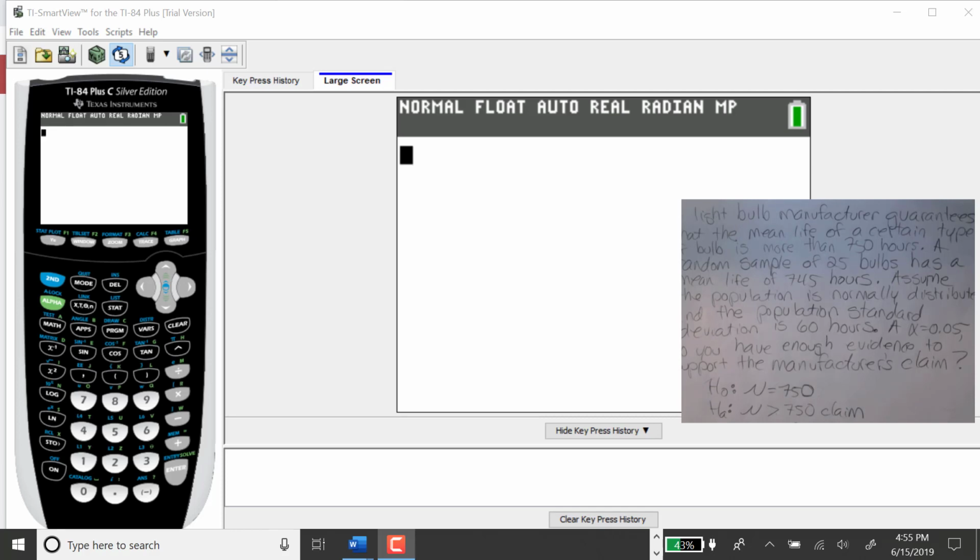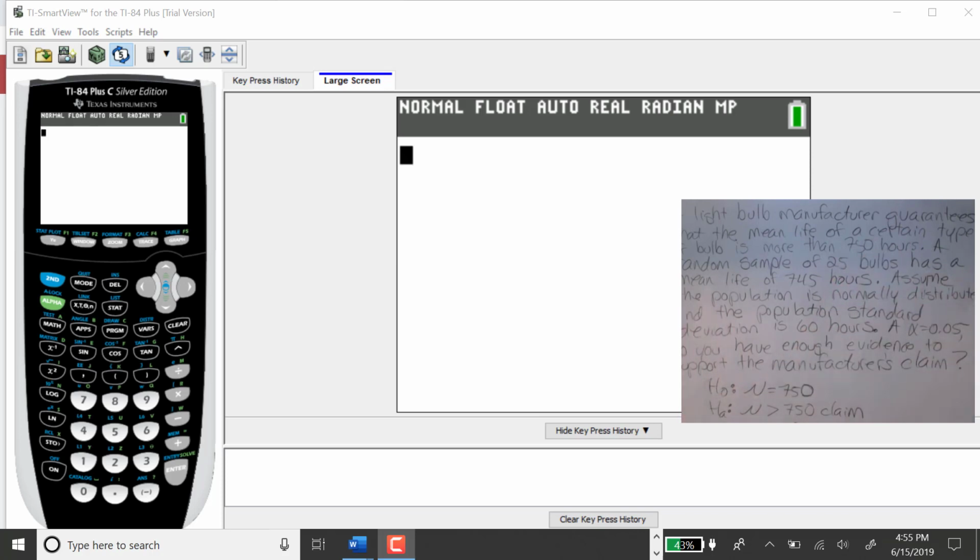In this video, I'd like to show you how to get the standardized test statistic and corresponding p-value for a hypothesis test for a population mean, sigma known, for a right tail test. Now I have the example written out here, and I've already set up the null and the alternative.